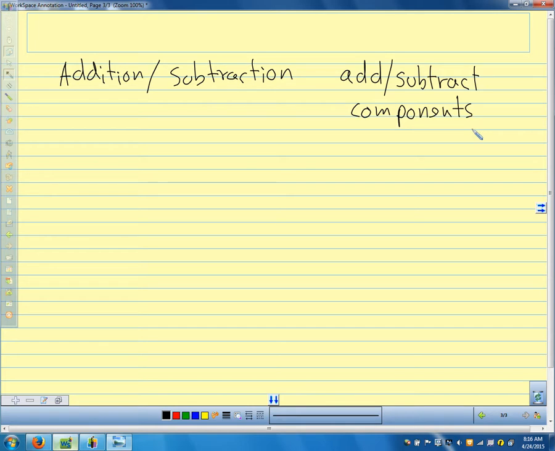Add or subtract the components. So if we're adding 2 vectors together, we add the x components, add the y components, add the z components, and we get a new vector. If we're subtracting, subtract the x and y and the z, and we get a new vector. That's all we have to do.